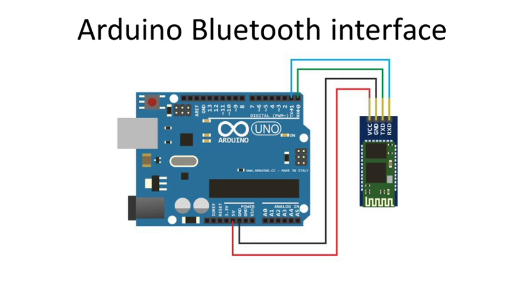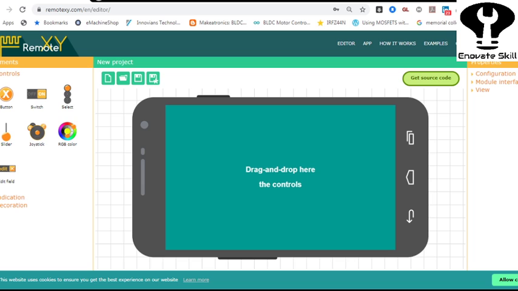First of all, we have to go to our browser. Which browser you are using doesn't matter. You have to type remotexy.com. This is the tool. With the help of that, you can easily design your mobile app, and then you can interface Bluetooth with your microcontroller. Over here I'm going to show you how you can integrate it for your applications. So let's see how it is working.